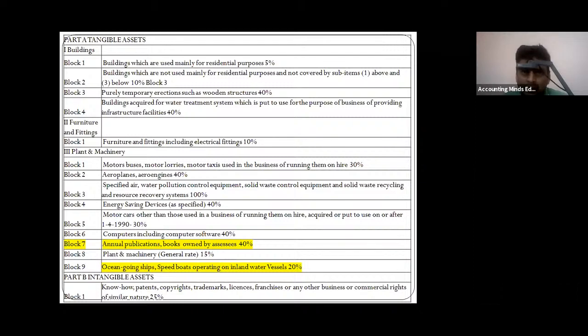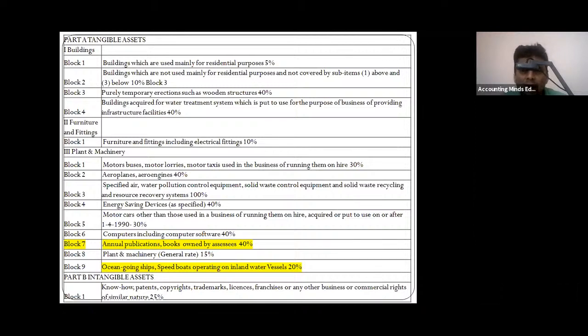Normal residential buildings 5%, buildings used for boarding houses and for hotels 3%. Temporary constructions: when a big apartment is being built, they will build some small temporary houses for the watchman and security guards. They can be claimed. Wooden structures, temporary erections 40%. Water treatment plants are also considered buildings, made of wood, cement or concrete, 40%.